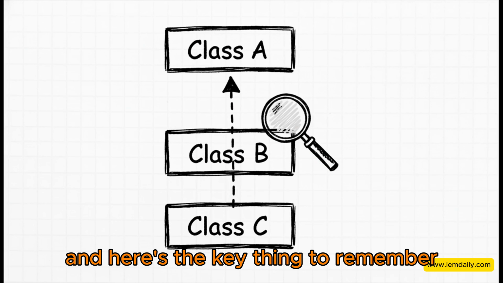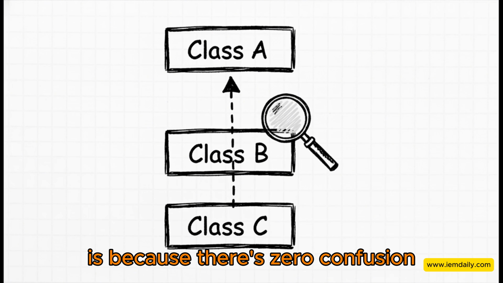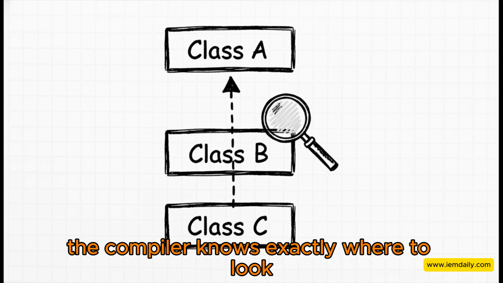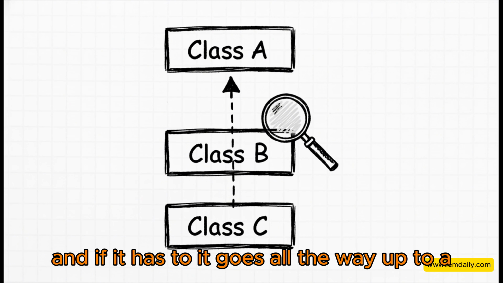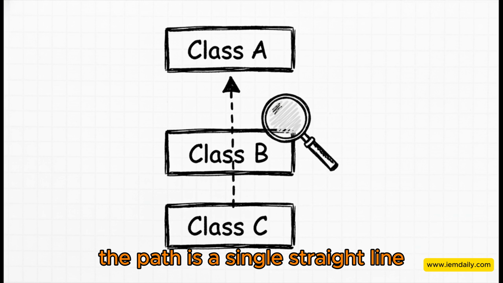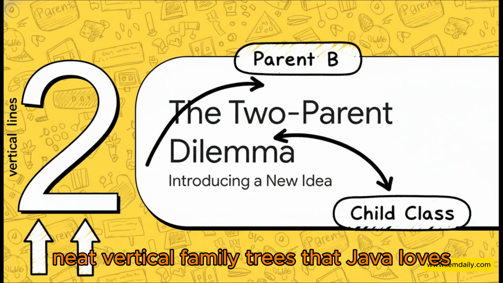And here's the key thing to remember. The reason these both work perfectly is because there's zero confusion. If you call a method on an object of class C, the compiler knows exactly where to look. It checks C, then it climbs up to B, and if it has to, it goes all the way up to A. The path is a single, straight line. No guesswork needed.